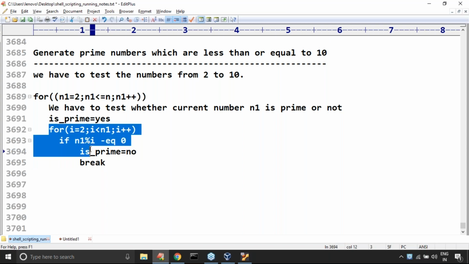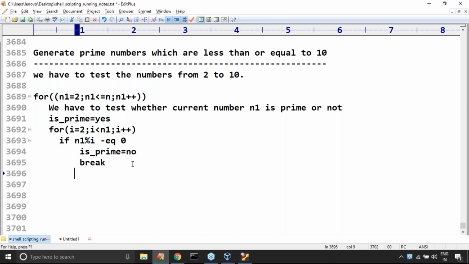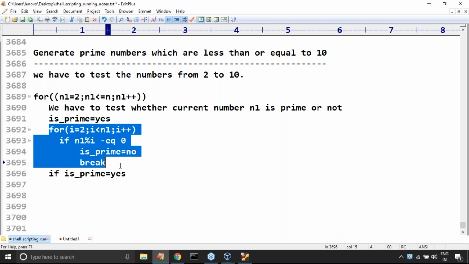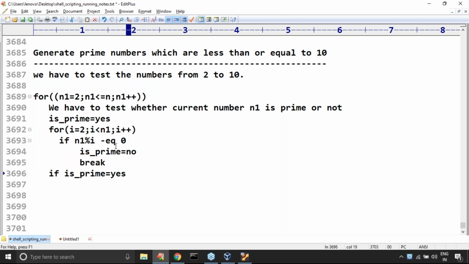Now even after all the things are completed, if isPrime is still equal to yes, then even though you checked from 2 to n1 minus 1, you didn't find any factor. So this n1 has only two factors. That's why echo n1, because it is a prime number.